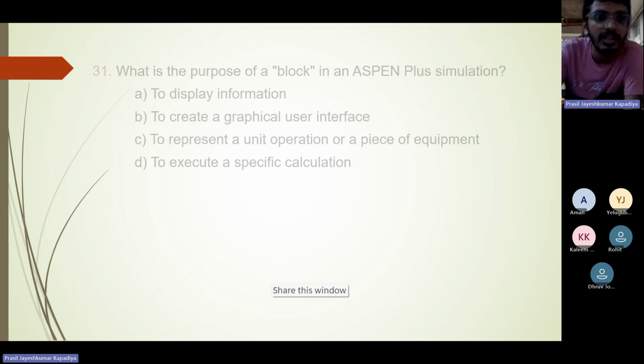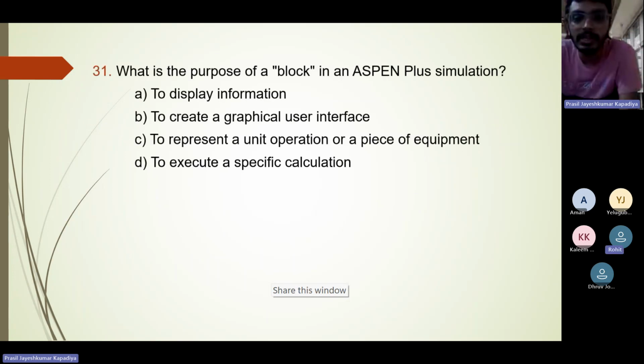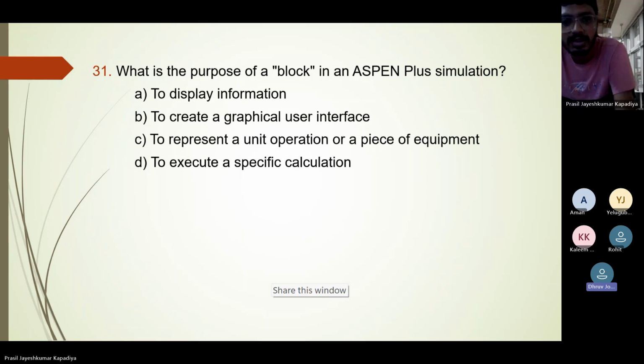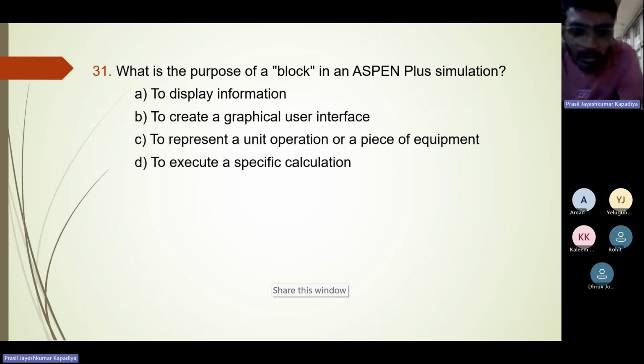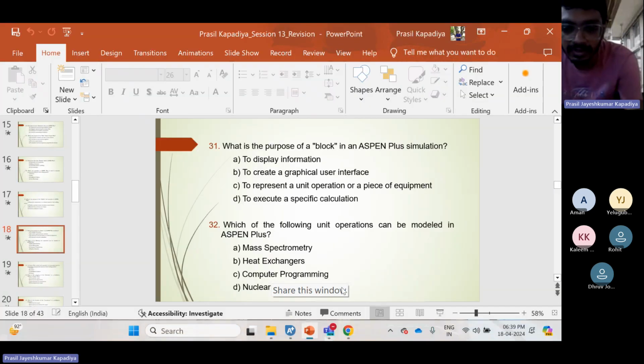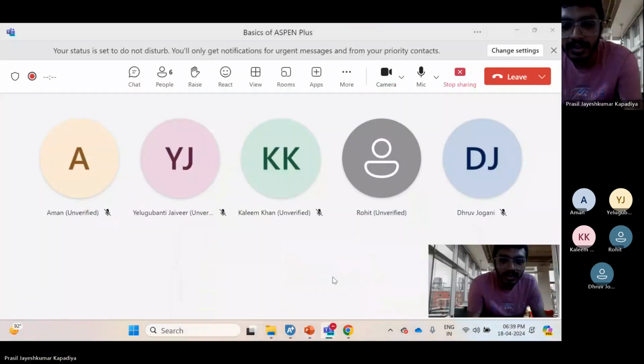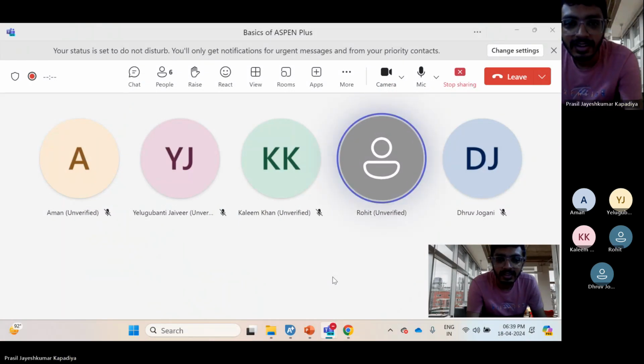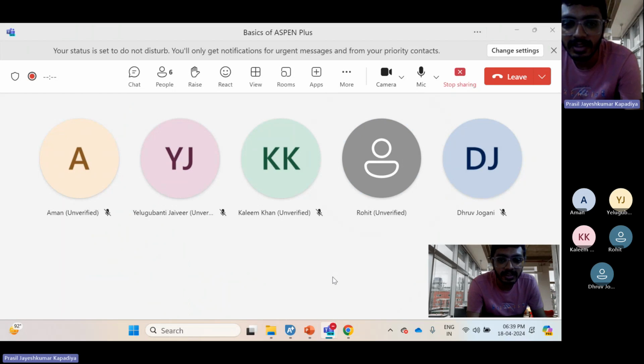Okay, next question. What is the purpose of a block in Aspen Plus simulation? To display information, to create a graphical user interface, to represent a unit operation or piece of equipment, or to execute a specific calculation. A. To display information. C. C. C. Okay, I have received two answers. Who's first? Let's go to first. Who said A? Just say it, it's fine. My option is C. Okay, your option is C.